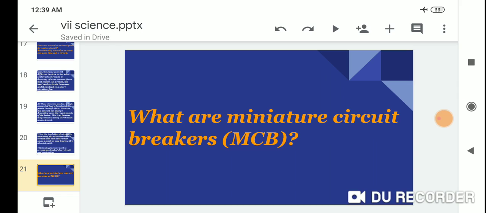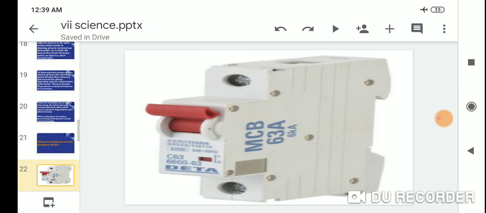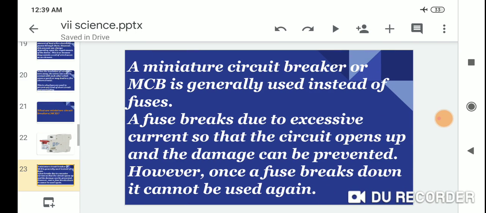What are miniature circuit breakers? The short form is MCB. Miniature circuit breakers. Look at this picture of the MCB. A miniature circuit breaker, or MCB, is generally used instead of a fuse.